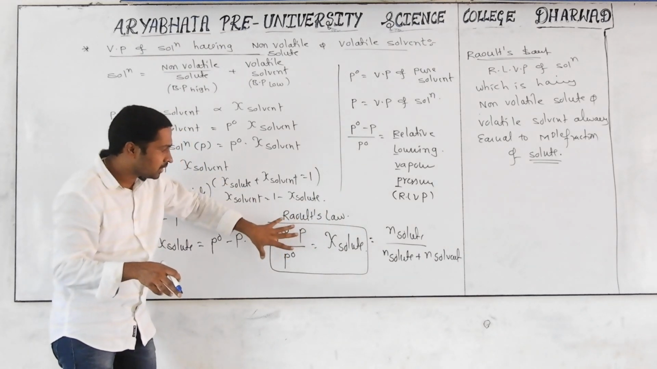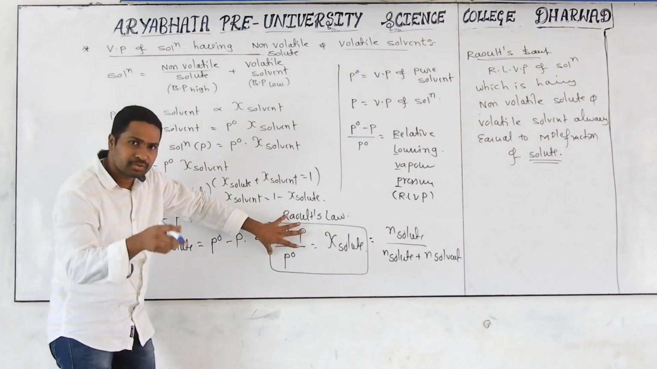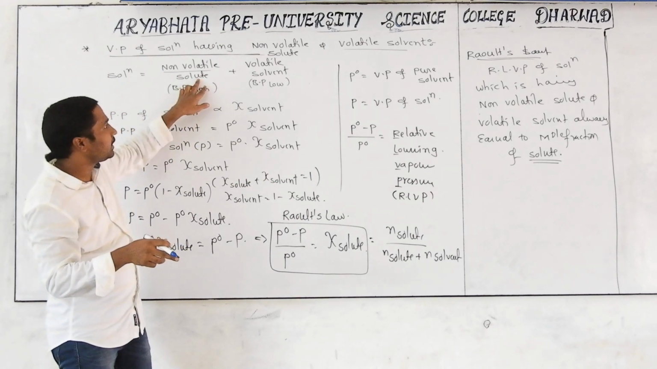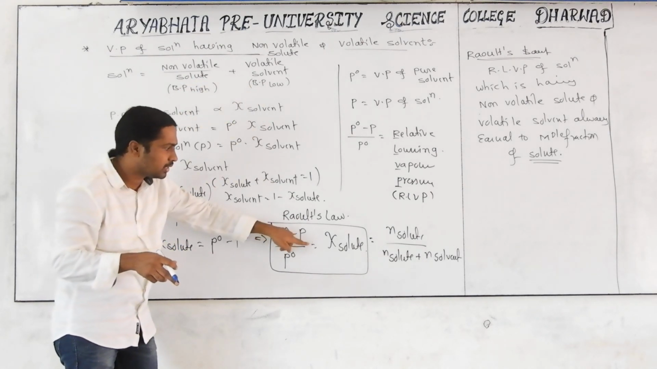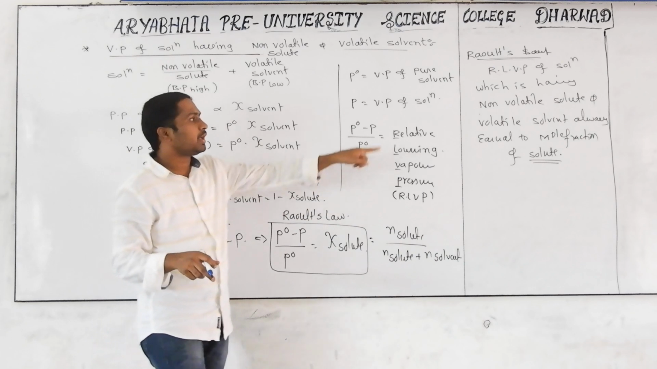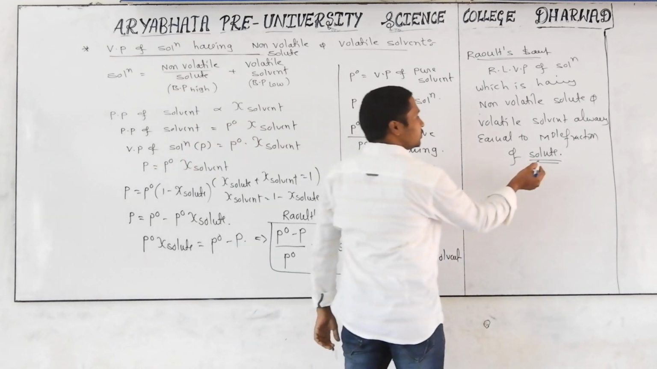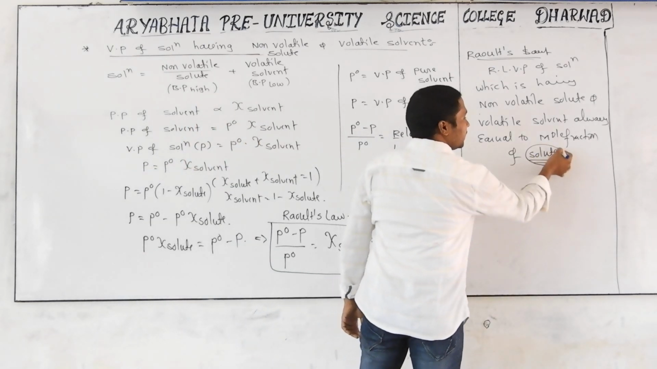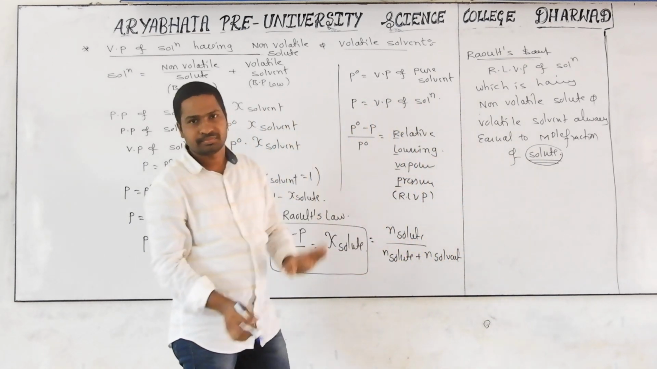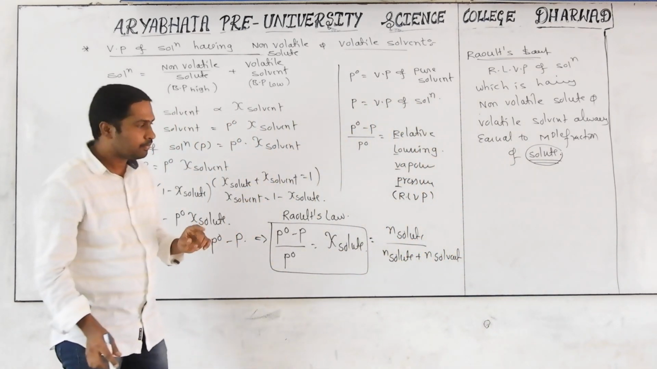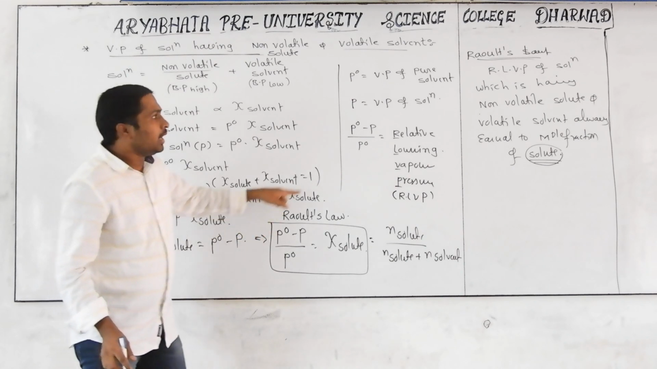So Raoult's law means the relative lowering of vapor pressure of a solution which contains a non-volatile solute and a volatile solvent is always equal to the mole fraction of the solute particles. Many students make a mistake here. They write solvent. It should not be like that. All of you clear? What is Raoult's law?